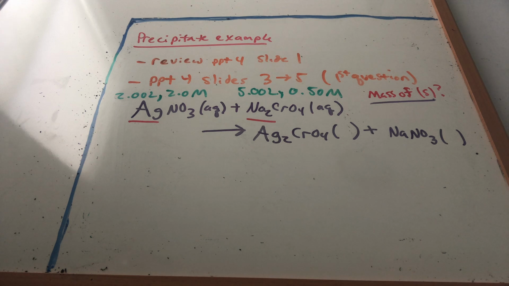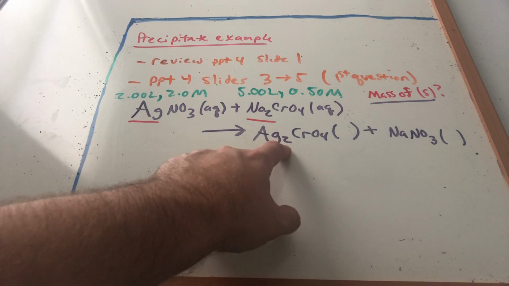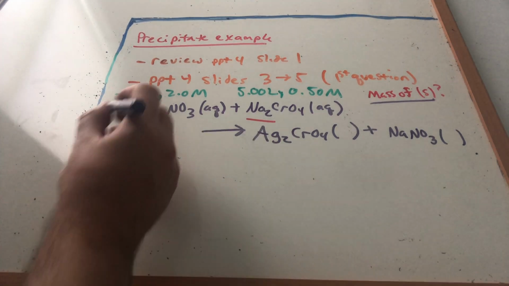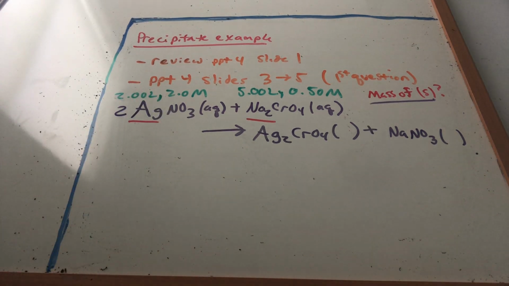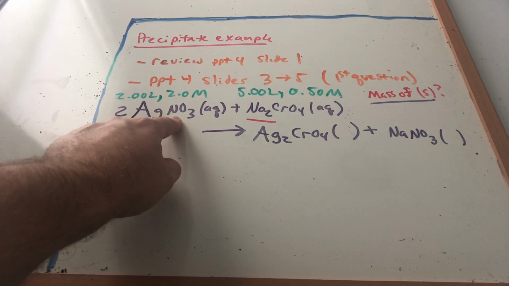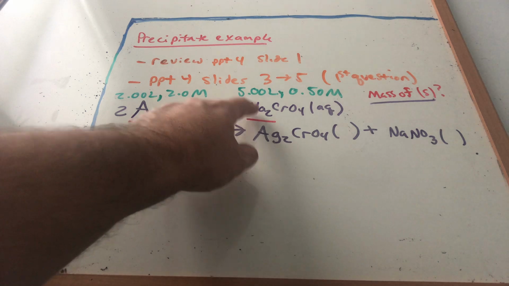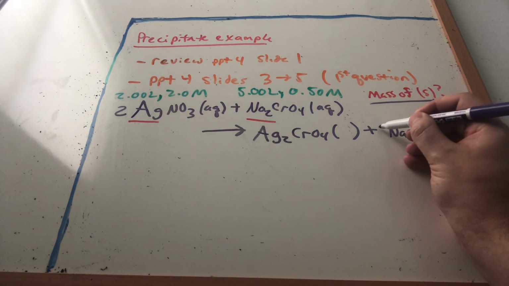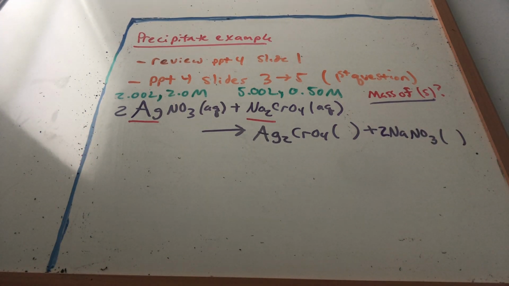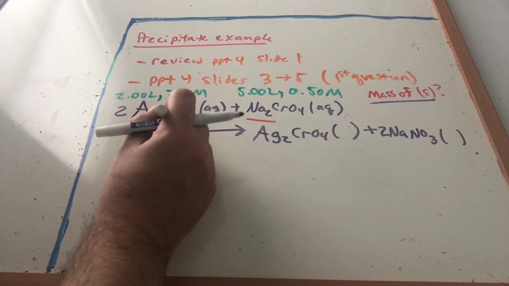Let's balance first. I need two Ags here, so I'm going to put a 2 here. Then I have 2 nitrates and I have 2 sodium, so I'll put a 2 here, and then I'm set. So did you notice how I balanced that? It's another important thing I just want to talk about as a quick aside.